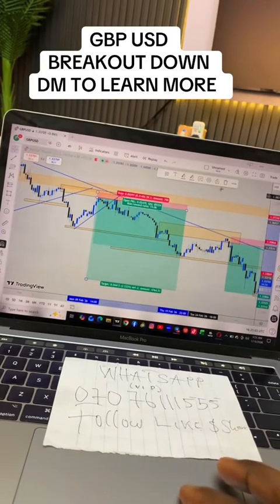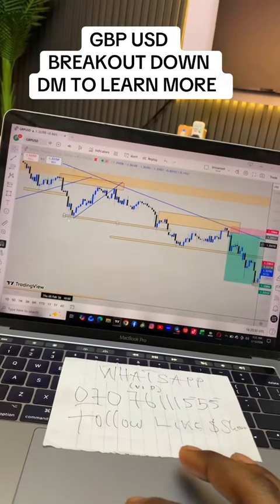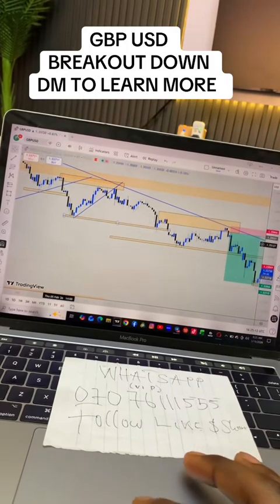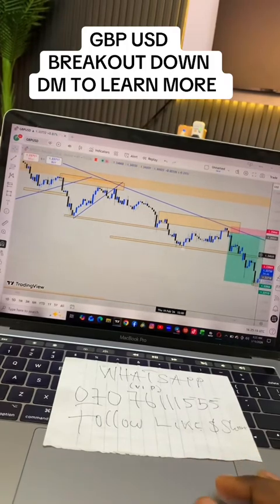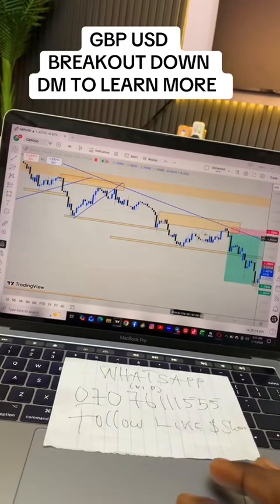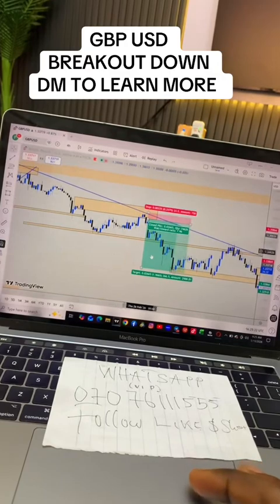The second entry is the same thing. I told you guys my continuation entry is always after a breakout. You can see we have a ranging, a kind of low side support zone that was broken. You identify your supply zone and wait for the market to get back there again. That's how we got this particular entry.